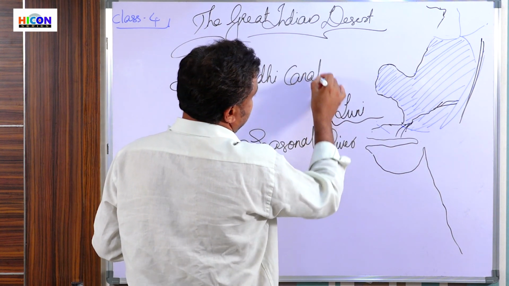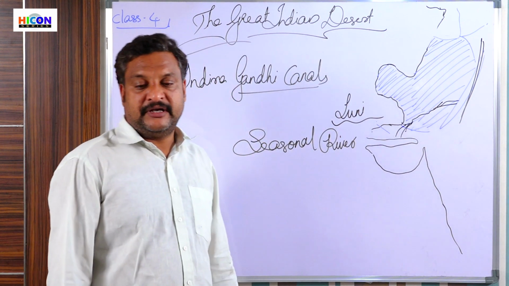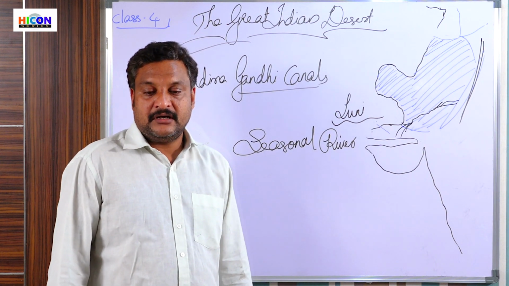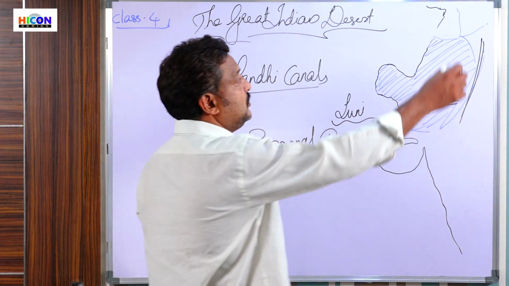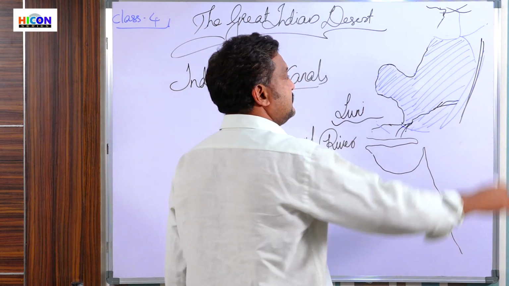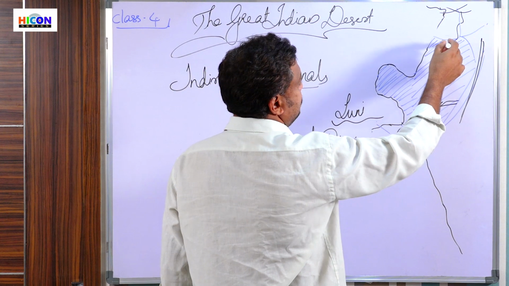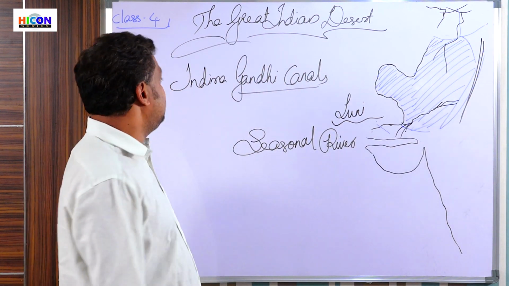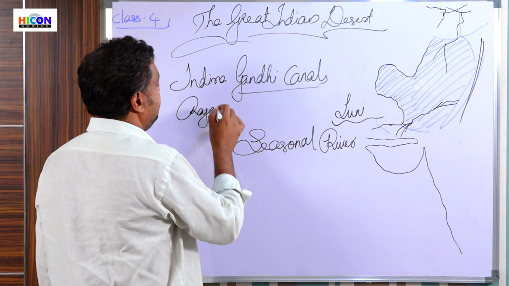This is one of the biggest canals in India. Here we know river Satluj and river Beas are there, isn't it? The water from this region is diverted through the canals which are dug in this region. So this is known as the Indira Gandhi Canal or the Rajasthan Canal.